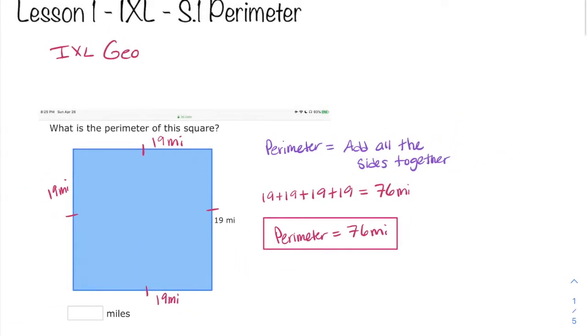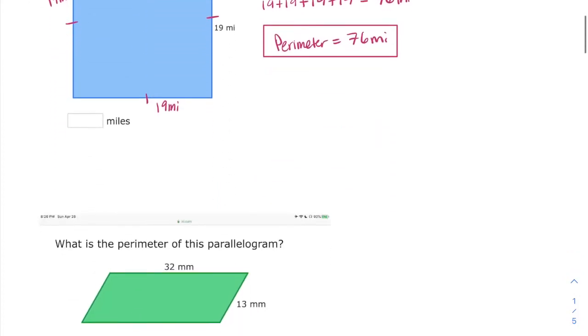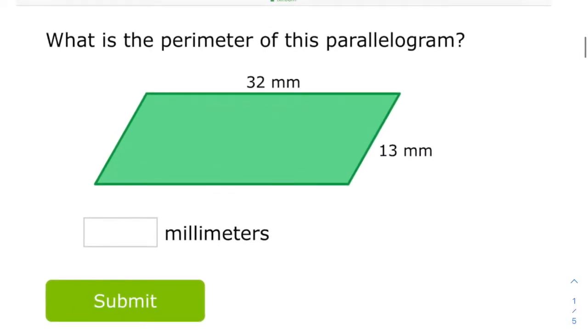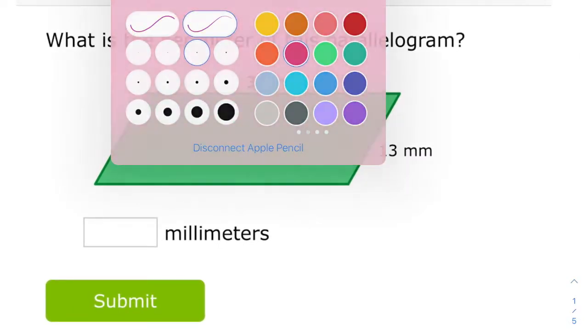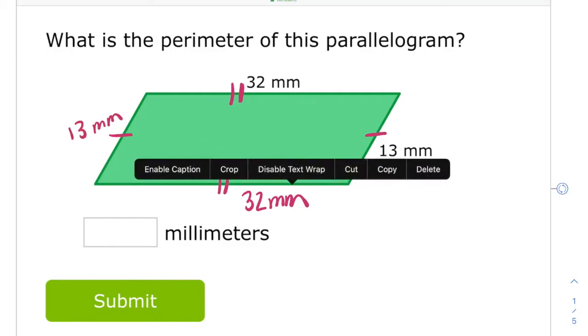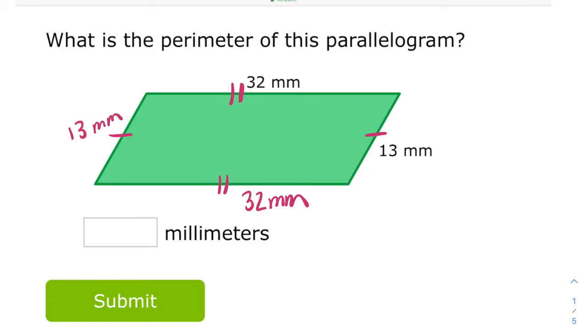All right. Here we have a parallelogram. So we know that this piece here is congruent to this piece here. So 32 millimeters. And then this one's 13, and that would make that one 13 millimeters as well. A parallelogram has 2 pairs of parallel sides. They also have 2 opposite pairs of congruent sides.